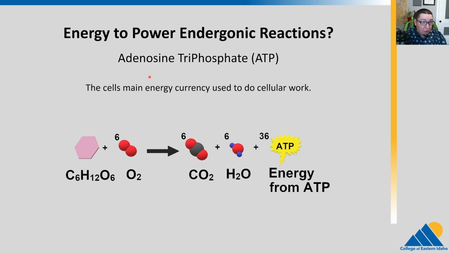So the question is, where do we get the power for the endergonic reactions, the ones that need energy to be added to them? You've got to build things in your body. Where's that energy coming from? Well, ATP is the main source of providing that. So one of the biggest, most important reactions that we will talk about is taking glucose here and using some oxygen to break that down into CO2 and water. And in the process, we will harvest a large number of ATP to do other work in the cell.